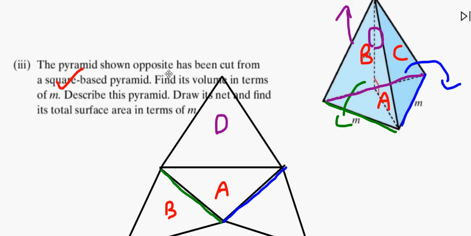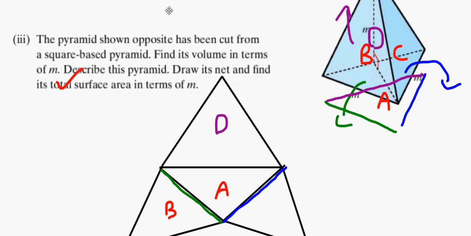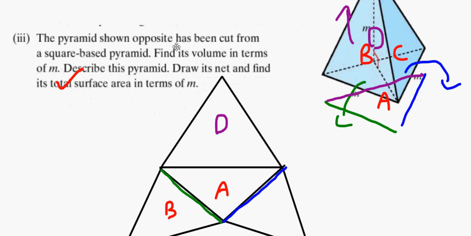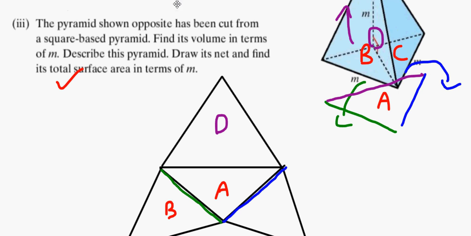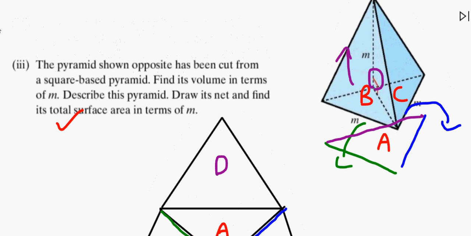Alright guys. Now, what does it want us to do with this? Draw its net and find the total surface area in terms of m. So unfortunately for us, we're going to have to figure out all the different sizes now, which isn't going to be so fun. So let's start from scratch.